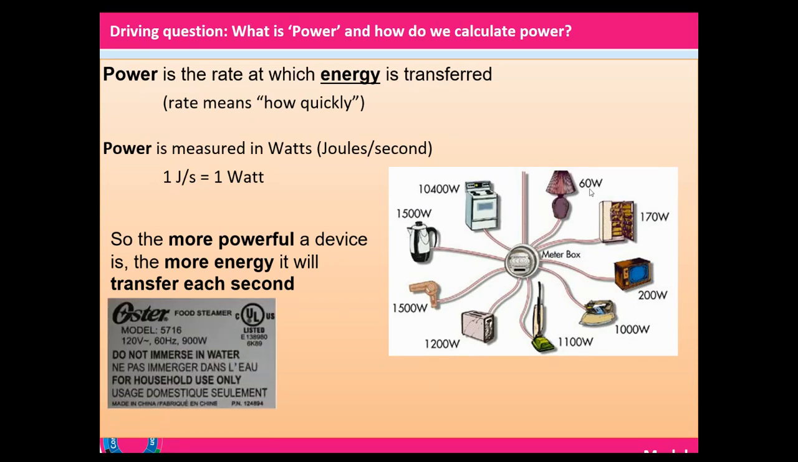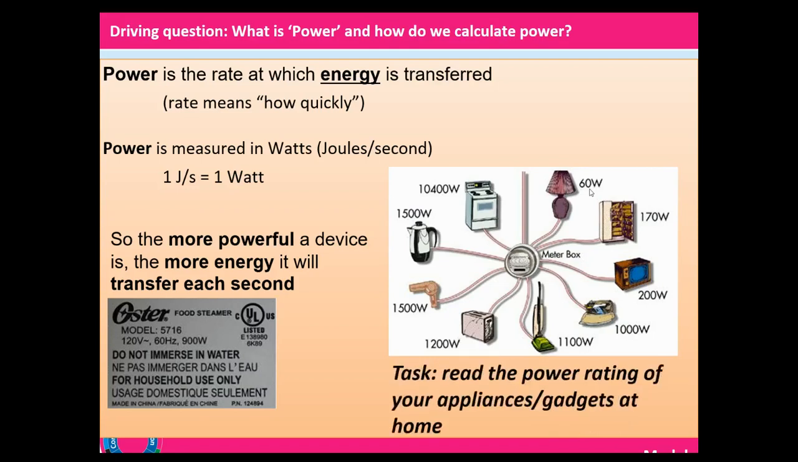Go around your house, read the power rating of the appliances or gadgets that you have at home. The label with the power rating will be something like this, and you'll see one of the numbers with a W at the end. For instance, on here, this food steamer has a power rating of 900 watts. It simply means 900 joules of energy is transferred every second this appliance is turned on.